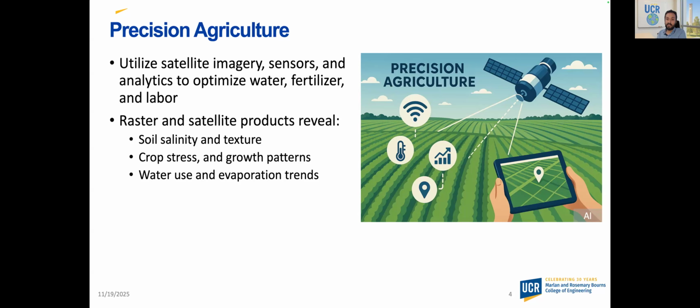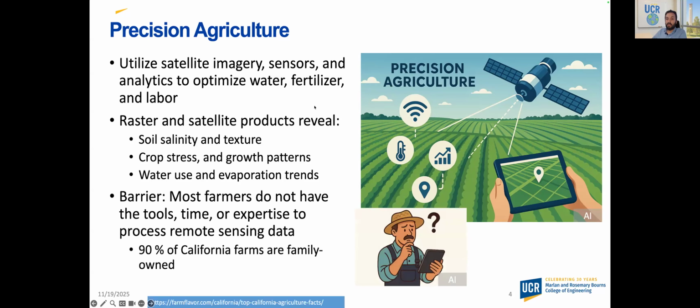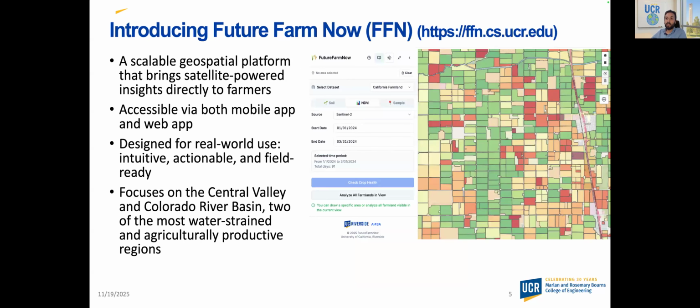The problem here is that most of this data is not really accessible to farmers. 90% of California farms are family owned, so they don't really have the technical expertise, tools, time, and resources to use all this remote sensing and satellite data. It really requires investment. What we want to help with is: can we use our resources to reach out to all these farmers and help them? And that's where Future Farm Now comes in.